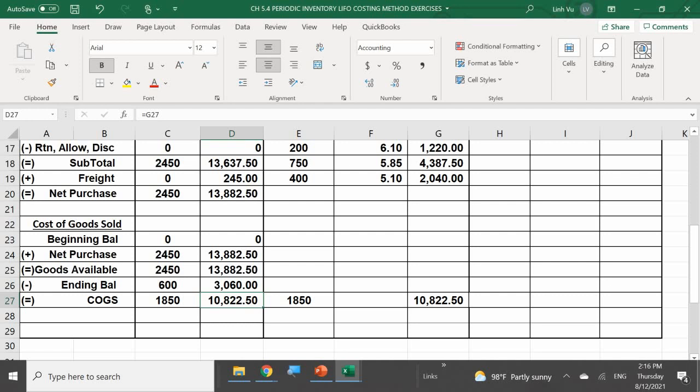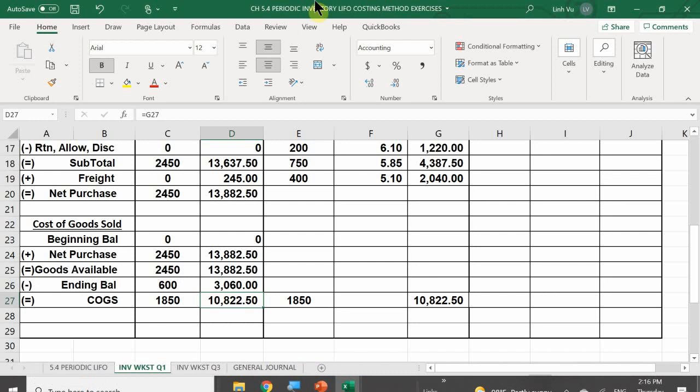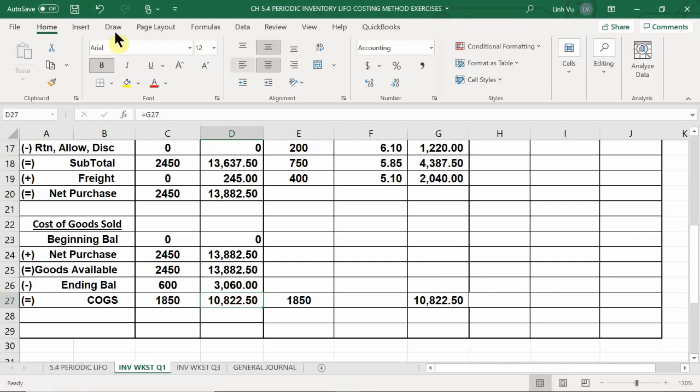$3,060. Okay. You can either solve it like this, or if you just know that you have 600 left anyways, you could take the cost per item of 5.10. So 600 times 5.10 should get you the same answer of $3,060.